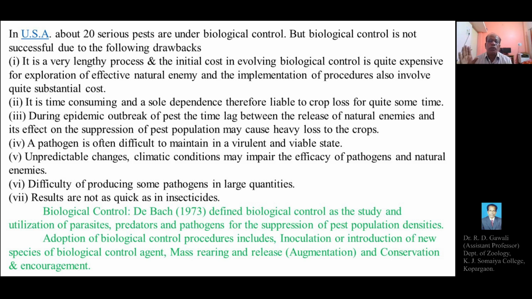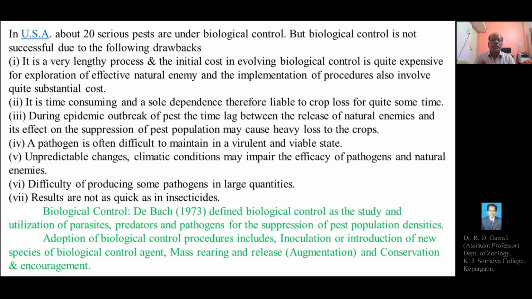Adoption of biological control procedures means actual practice of biological control. It includes inoculation, that is introduction of new species of natural enemies, or a biological control agent. Then secondly, mass rearing and release, that is augmentation, and third, conservation and encouragement.